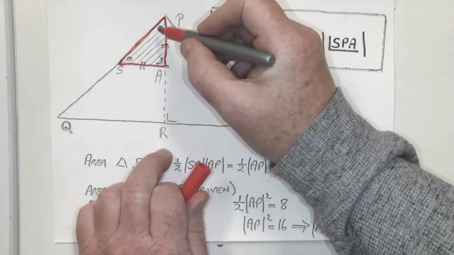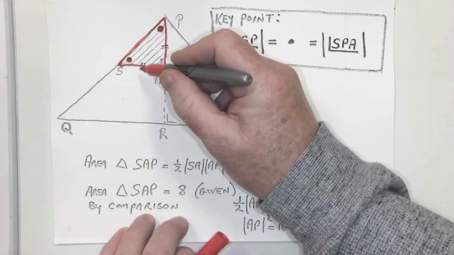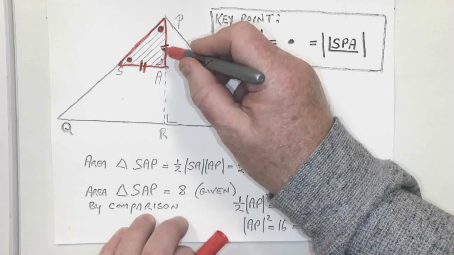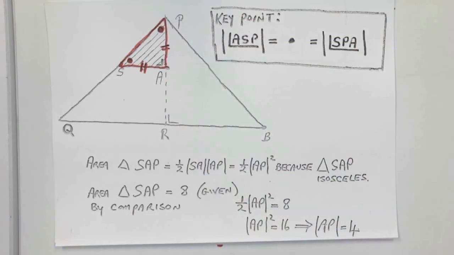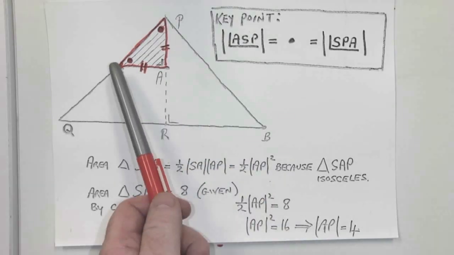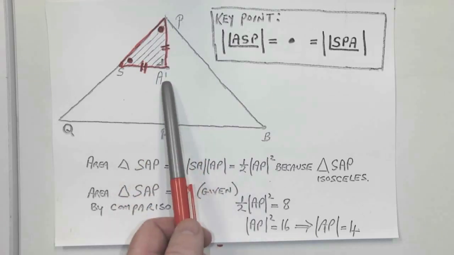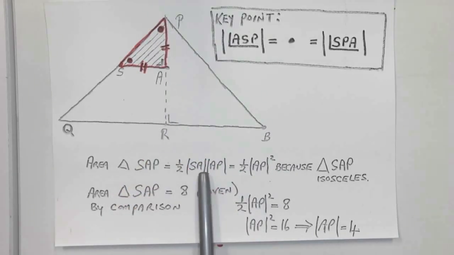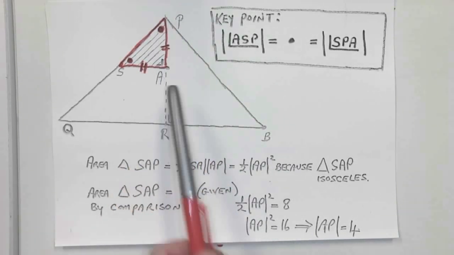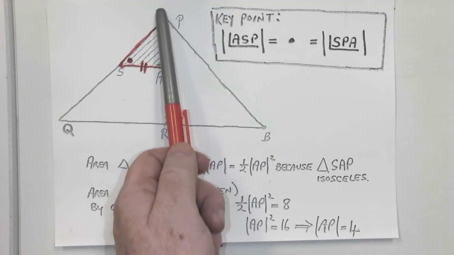And it's isosceles, which means that angle is equal to that. It also means that this side is equal to this. That's pretty impressive from my point of view. So what I'm saying is that if you look at this triangle SAP, the area is a half the base by the perpendicular height because of the right angle. It's a half of SA times AP. And because I'm kind of slick, I know that that's the same as AP squared because SA and AP are the same.